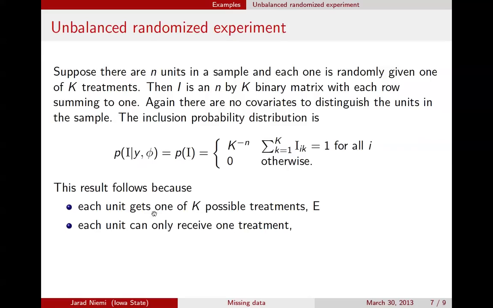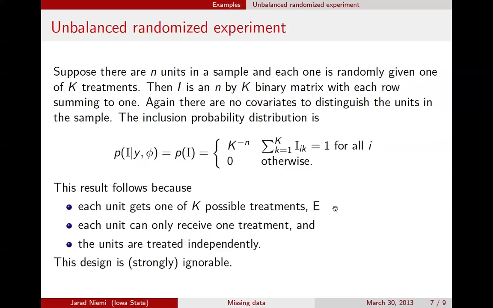As I just said, each unit gets exactly 1 of k possible treatments. Each unit can only receive 1 treatment. That's this constraint. The point here is that the probability of getting treatment 1 versus treatment 2 versus treatment 3, each one of those has 1 over k probability. So for each individual unit, there's 1 over k probability on the k possible treatments.